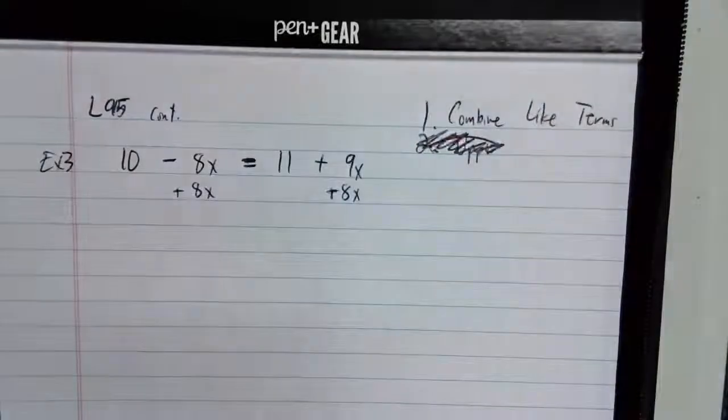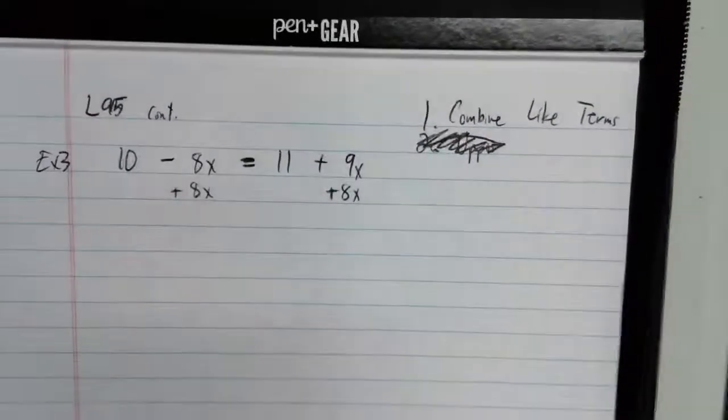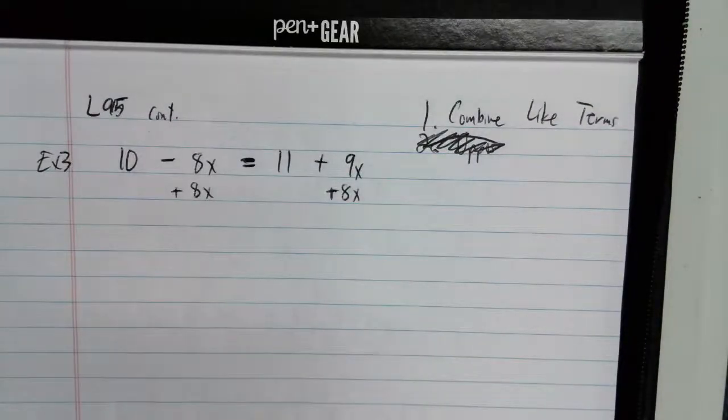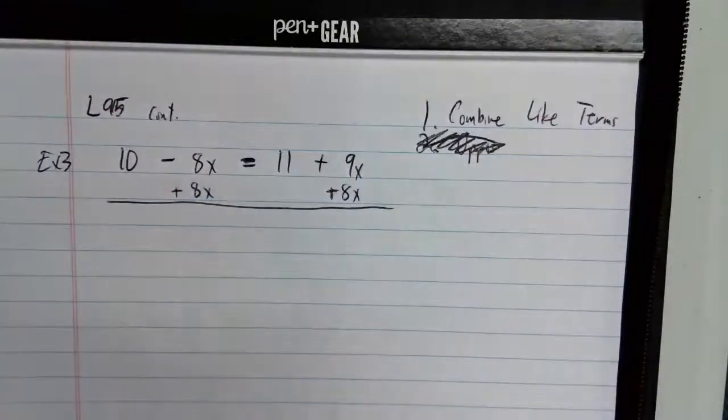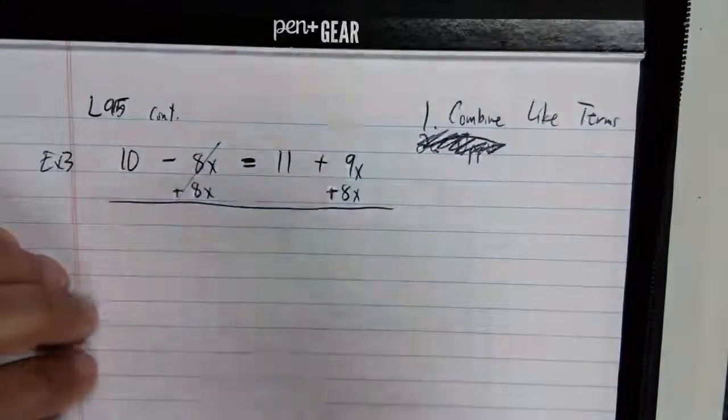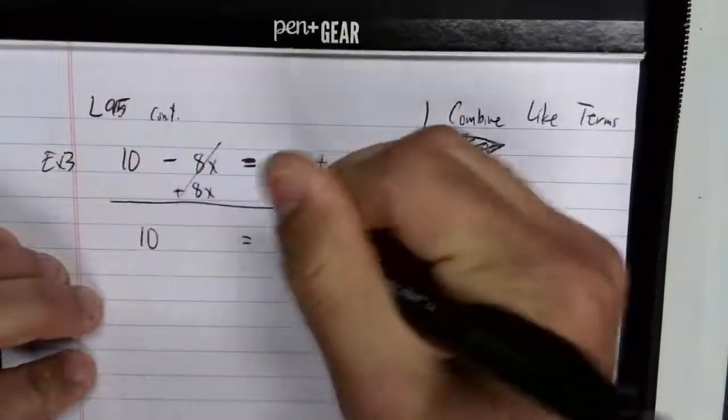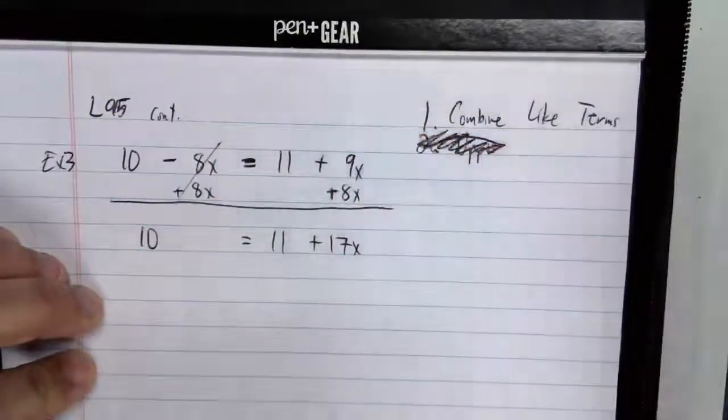Now again, what am I doing? I'm combining like terms. Where? On opposite sides, so they require the opposite operation. The other logic for that is that it will cancel on this side. So I'll be left with 10 equals 11 plus 17x.